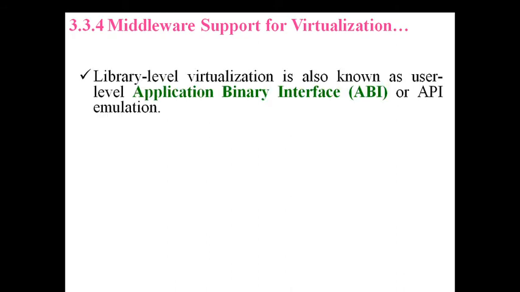Next one, middleware support for virtualization. Middleware support means libraries. So by using different types of libraries, we can convert from one form of operating system to another form of operating system. That is the main theme of the virtual machine. It is not going to perform automatically, but based upon this middleware support only, we can convert from one form of OS, that is Windows to Linux or Linux to Windows, like this.